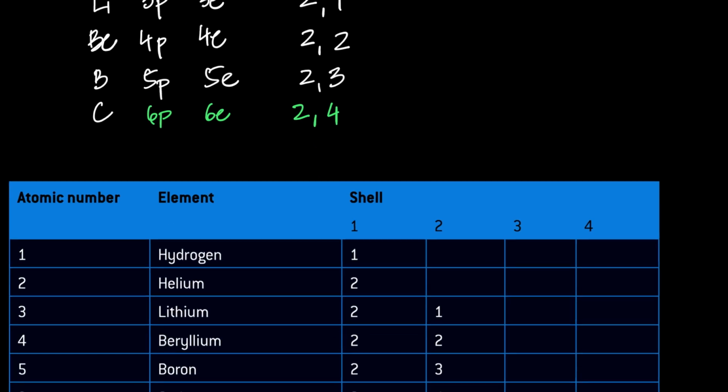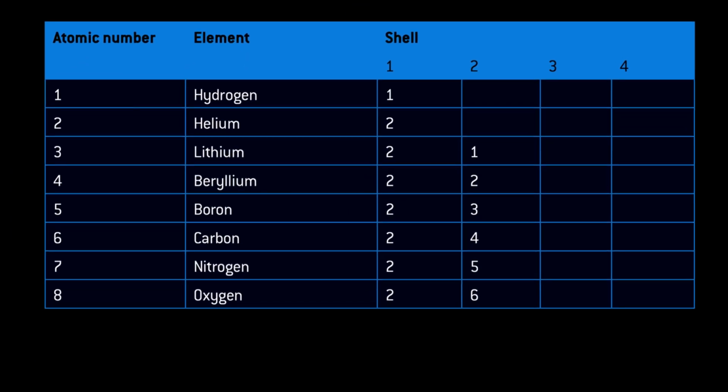So here are the first 8 elements, their atomic number, which is the number of protons, which is in fact the number of electrons. And you'll notice how the shells fill up. The first shell fills up 1 and then 2 and doesn't increase beyond 2. The second shell then ends up filling all the electrons. So with carbon we had 2, 4. The next element's extra electron will come in the second shell.